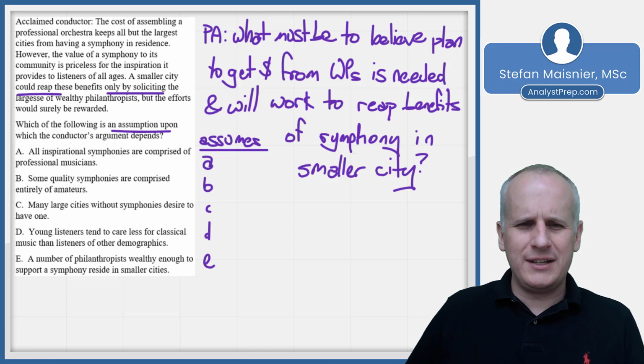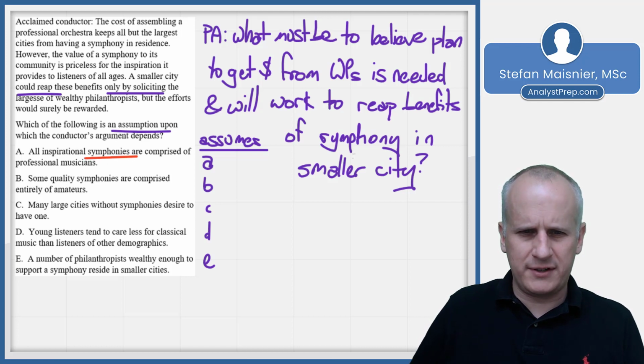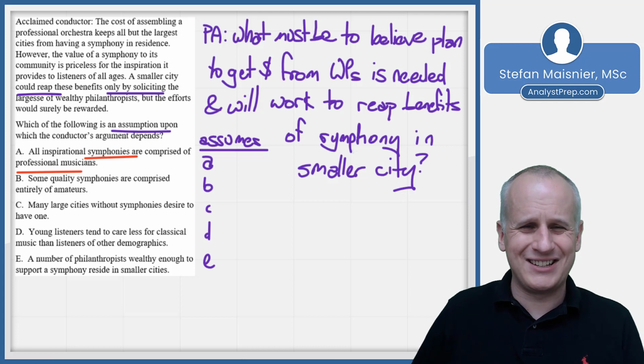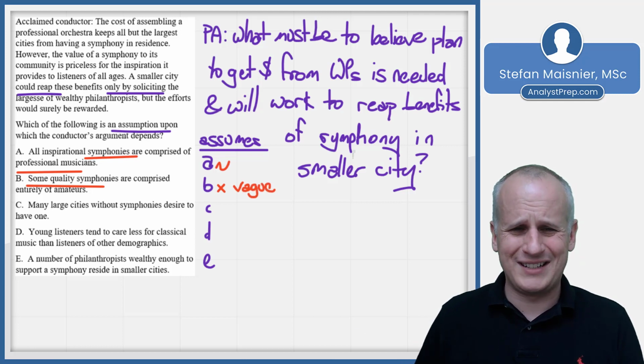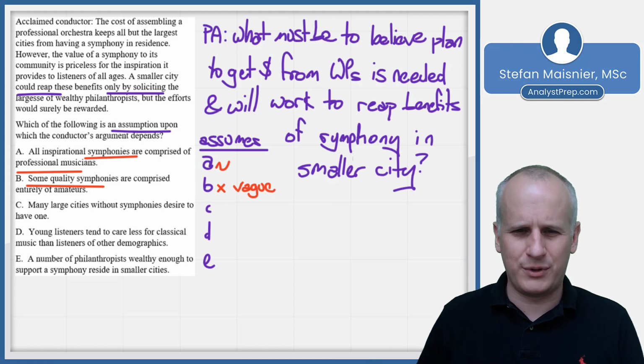So choice A, all inspirational symphonies are comprised of professional musicians. Well, we're talking about symphonies, we're talking about professionals, and both of these things are in the paragraph. So at worst, I might just hold this with a squiggle for now. Then choice B, some quality symphonies are comprised entirely of amateurs. Well, we're talking about some quality symphonies. And I go, well, what's a quality symphony? I don't know. It's not defined in here, oddly enough. So this is going to be vague for a couple reasons. One, the sum, and two, what is a quality symphony? It's not a term that's used, so we can eliminate choice B.